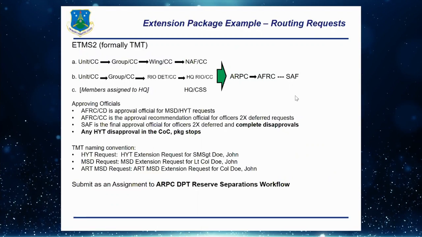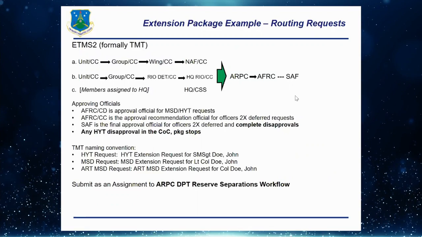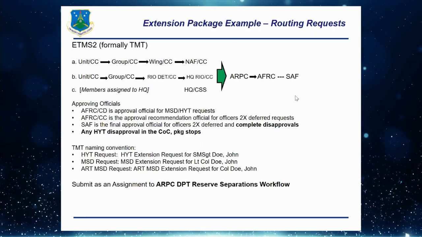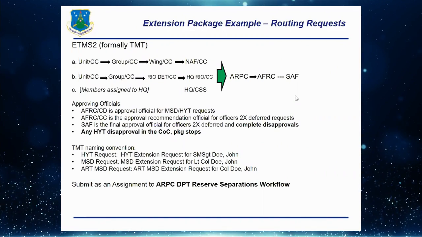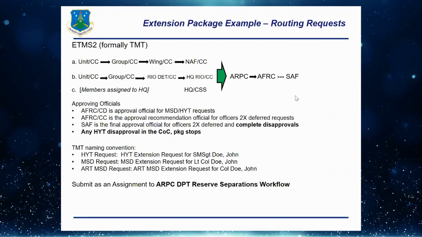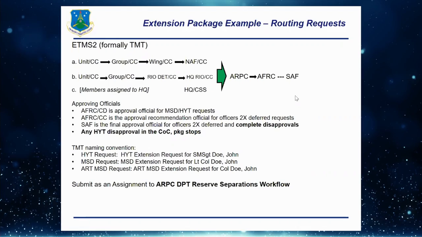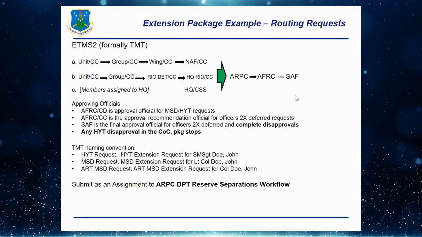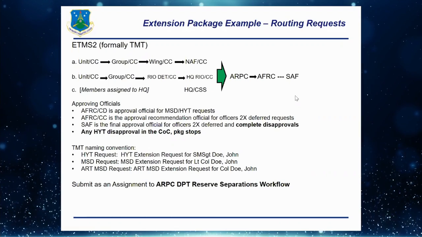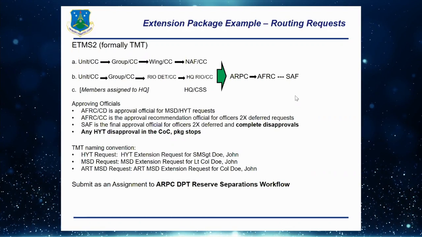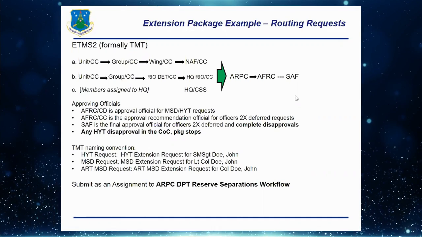Now, I have three common routing trails above. You'll see A, I'll just go over it real quick. This is the most traditional one we see. It goes from unit, group, wing to the NAF. And B is headquarters RIO specific. The last one, C, every once in a while we get requests from headquarters or members that do not have, I want to say, some organizations that don't have a NAF, they should contact their CCS and contact us.